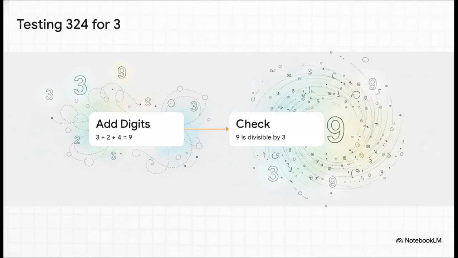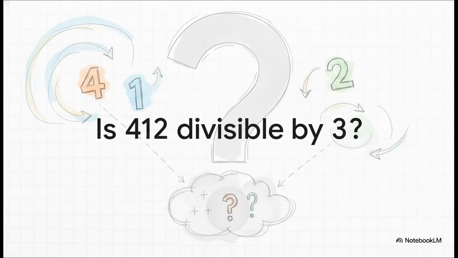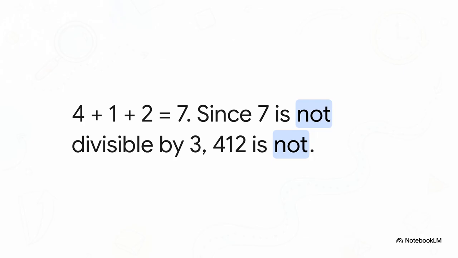If the sum of the digits is divisible by 9, the whole number is too. All right, now it's your turn. Is 412 divisible by 3? Grab those digits in your head and add them up. What do you get? Well, 4 plus 1 plus 2 equals 7.